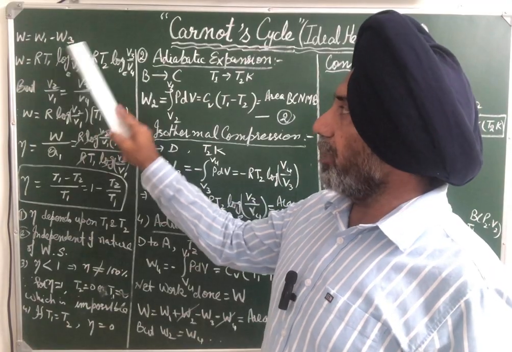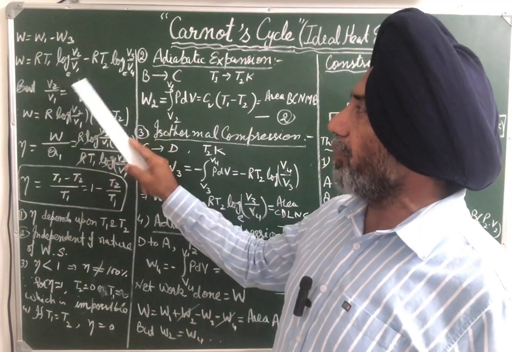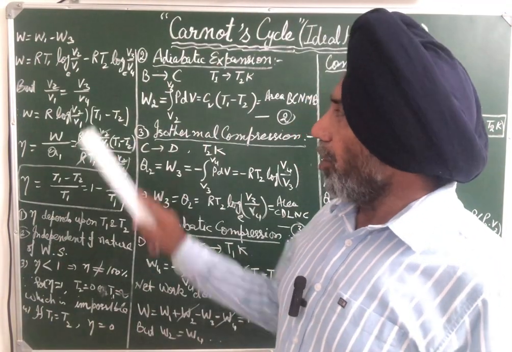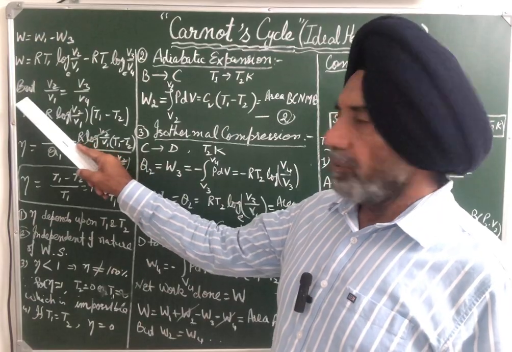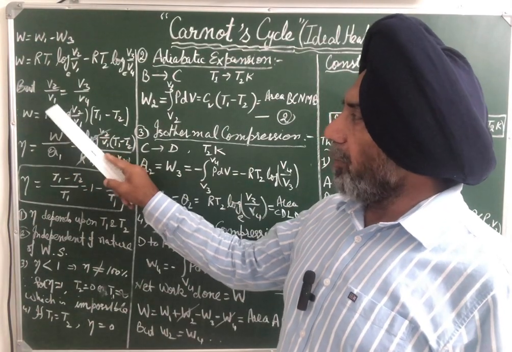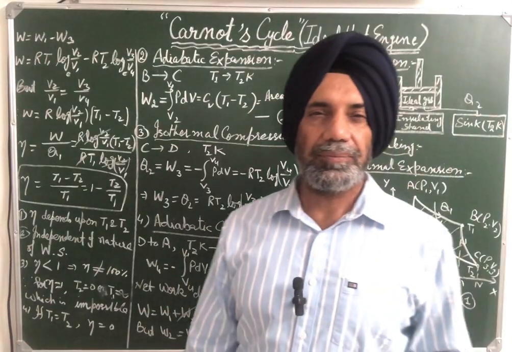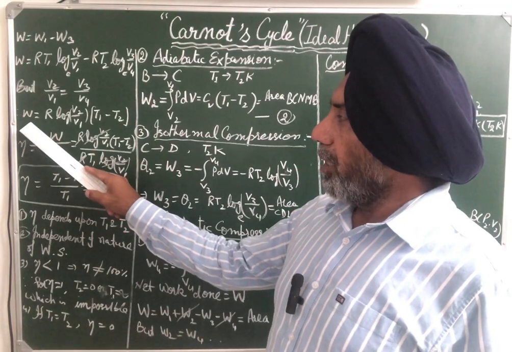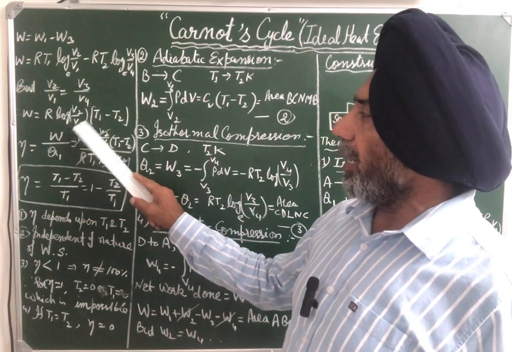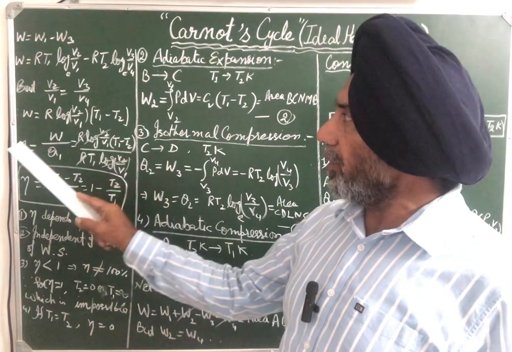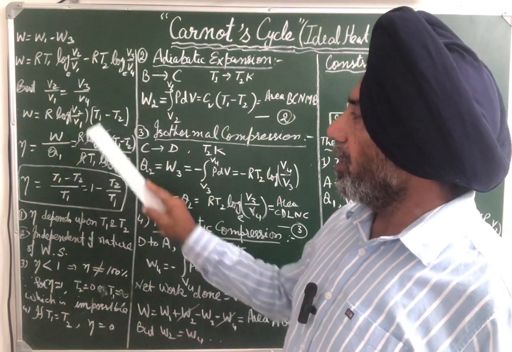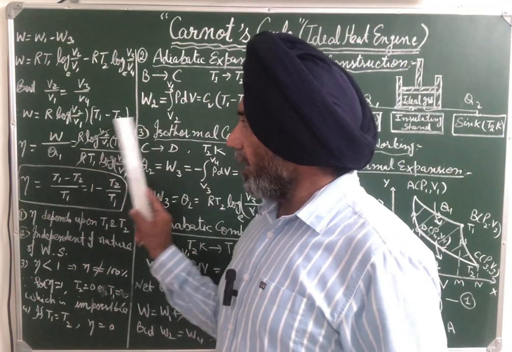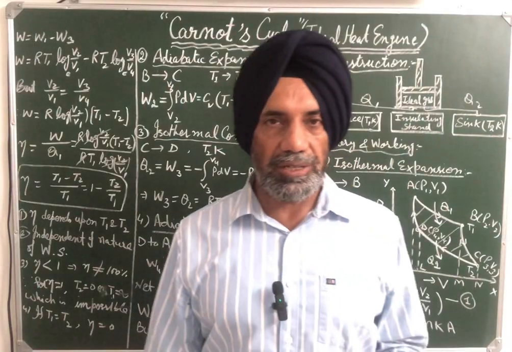Substituting the values of W1 and W3, we have W is equal to RT1 log V2 upon V1 minus RT2 log V3 upon V4. Now, by some mathematics it can be proved, you can take it directly, that V2 upon V1 is equal to V3 upon V4. So therefore, W is equal to R log V2 upon V1 taken as common, since V2 upon V1 is equal to V3 upon V4, into R(T1 minus T2). Now, this is the net work done during the Carnot cycle.